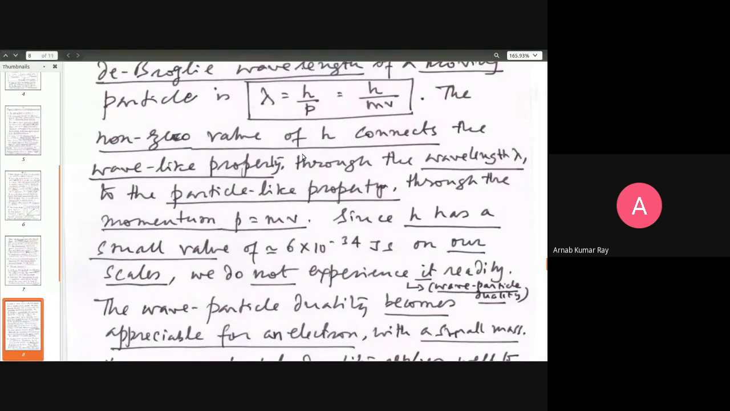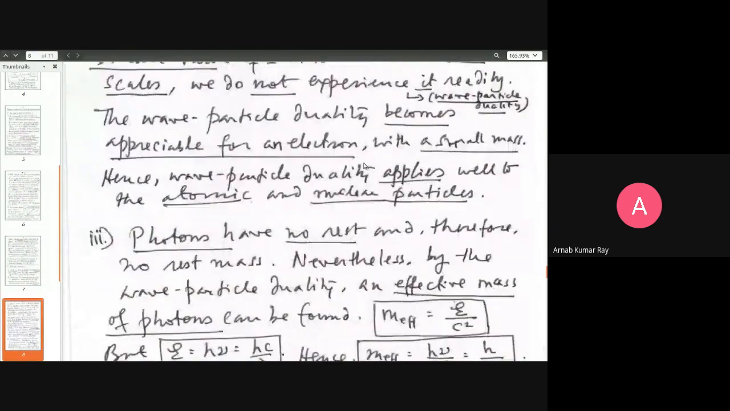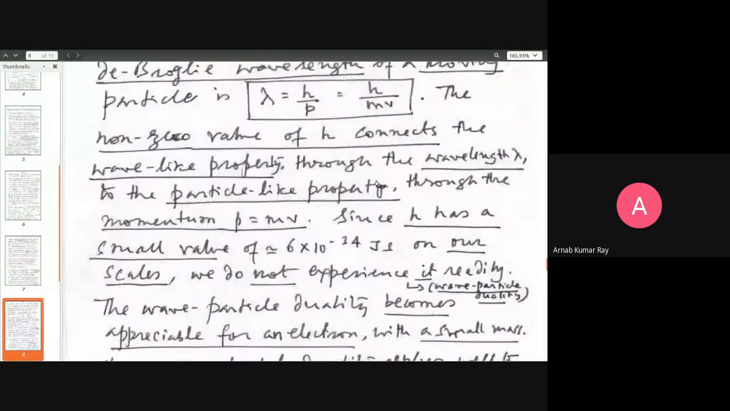But 10 raised to minus 36 meter is an extremely small number. It's even smaller than the Planck length scale. Planck length scale is something like 10 raised to minus 35 meter. So you will not appreciate your wave-like attribute because of the smallness of the value of h.